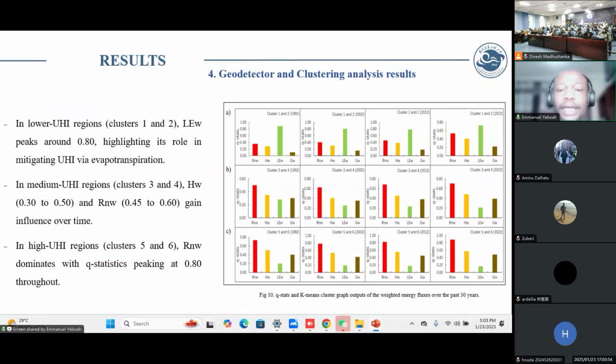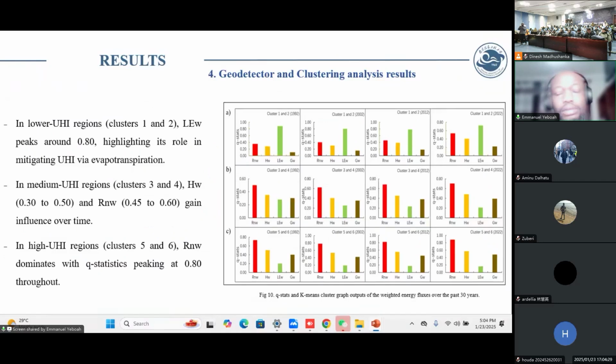Okay, so cluster 1 and cluster 2 are mostly dominated by latent heat, which is basically situated outside the city center. So you can see that the dominance of latent heat keeps decreasing across time. The difference between 1992 and 2022 is quite vast, because latent heat is even over 0.8 in 1992, but less than 0.8 in 2022. So basically, latent heat is quite dominant in cluster 1 and 2.